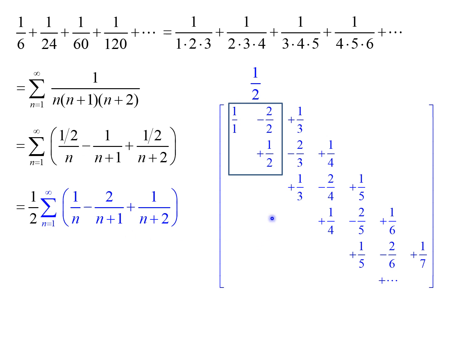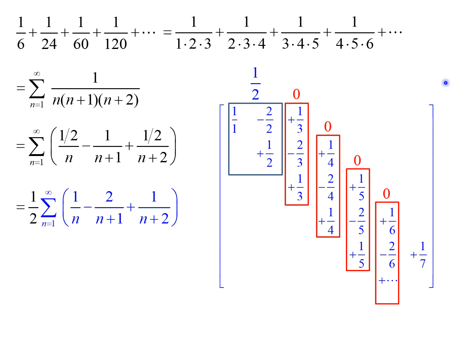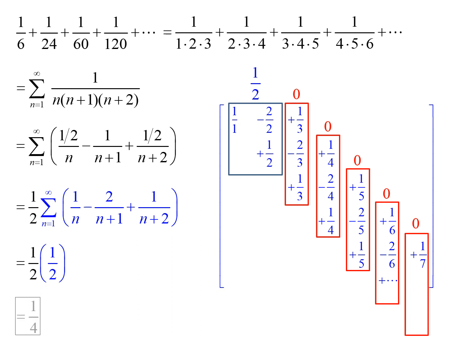Look at the next column. We have a 1/3, a 1/3, and a 2/3. That adds up to 0. And the next column adds up to 0, and the next, and the next. So this infinite series, the whole thing adds up to 1/2. So I have 1/2 times 1/2, which gives me 1/4.